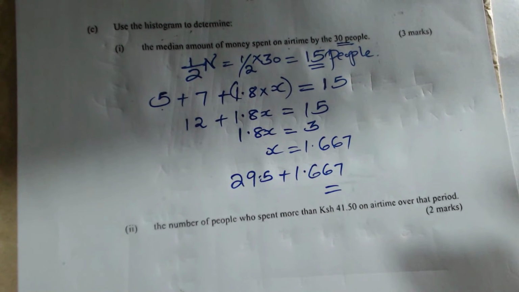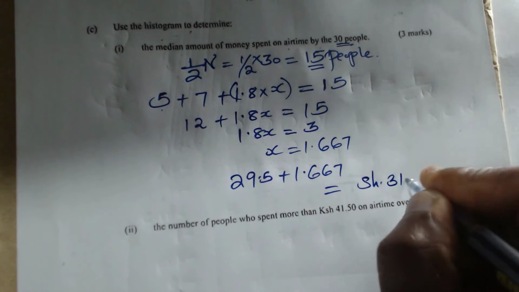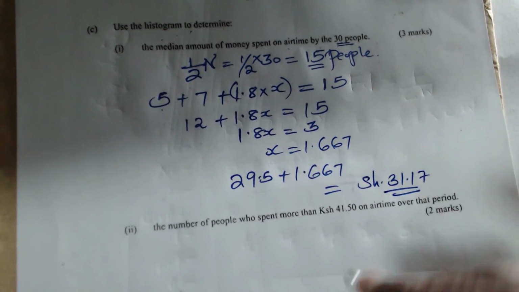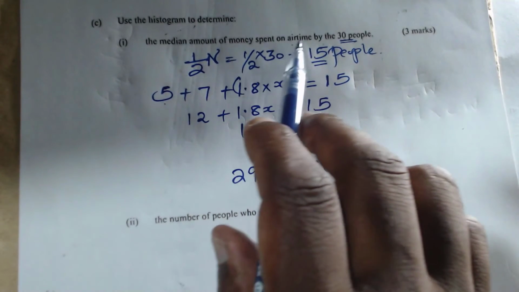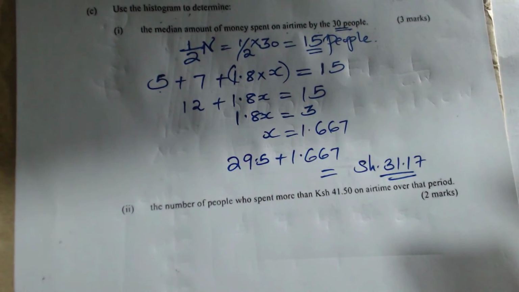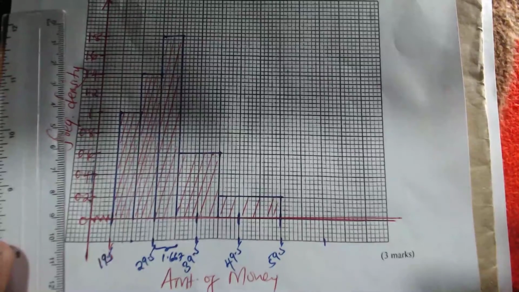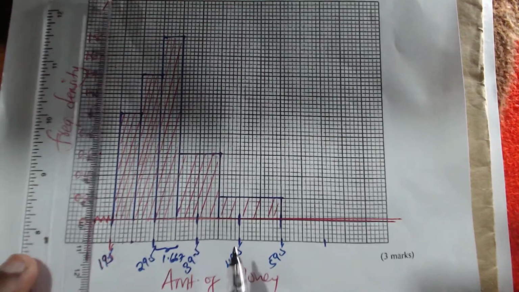This now will give us the amount of money spent on airtime by 30 people. You add it, you get 31.17, and that is the amount of money spent on airtime by the middle 30 people, that is the median, 15 people. We can also draw a line that shows the position of the median as well.